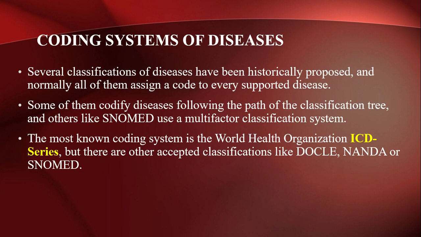The coding systems of diseases. Several classifications of diseases have been historically proposed, and normally all of them assign a code to every supported disease. Some of them codify diseases following the path of the classification tree, and others, like SNOMED, use a multi-factor classification system. The most common coding system is the World Health Organization's ICD series, but there are other accepted classifications like Dockley, Landa, or SNOMED.